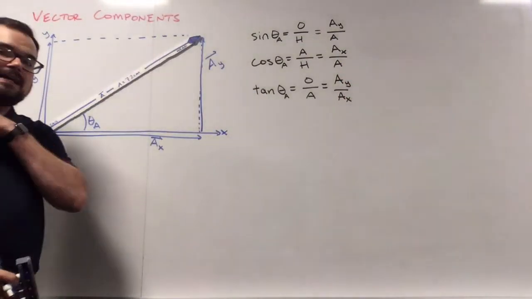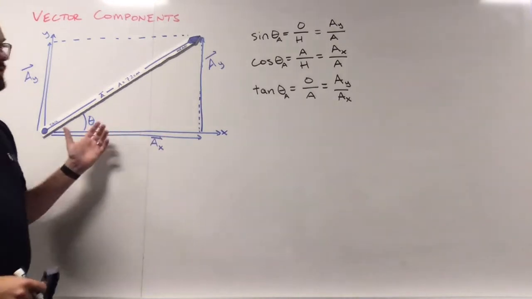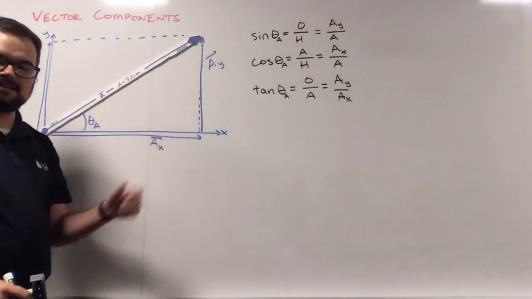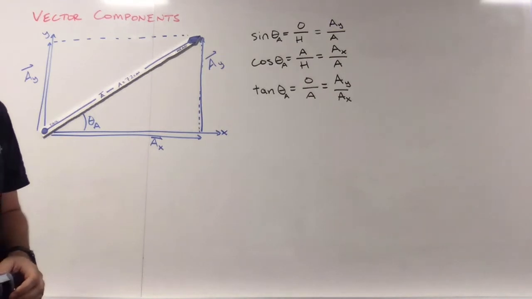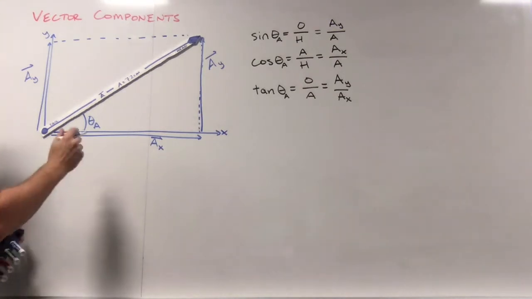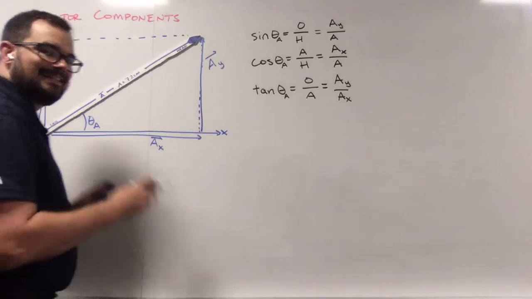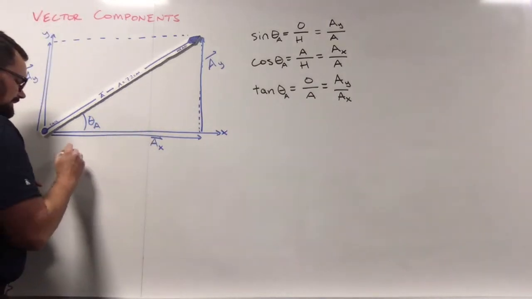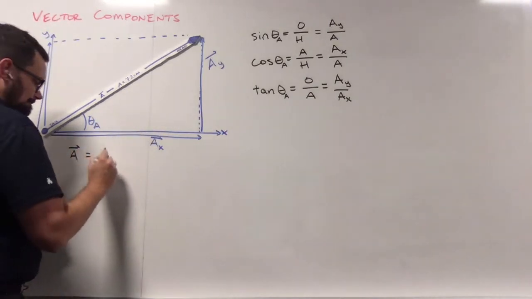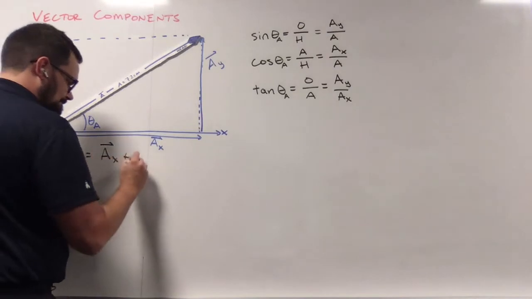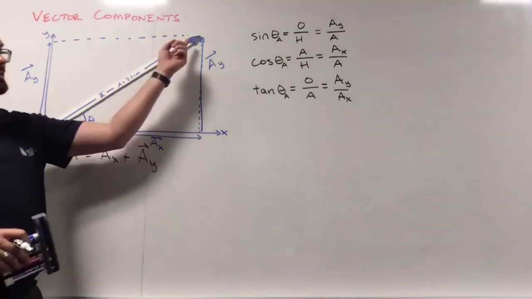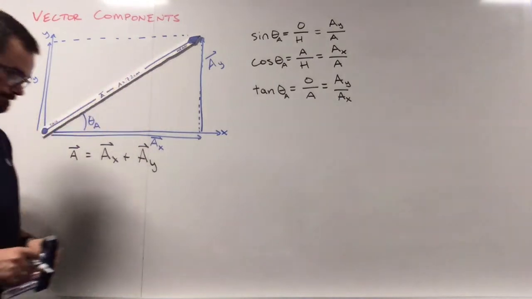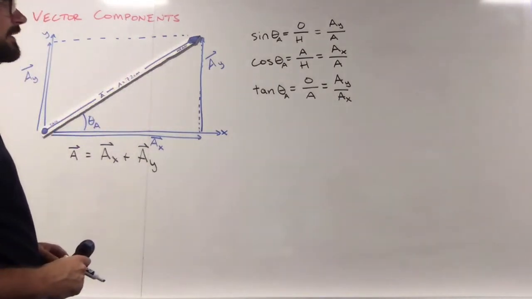Now, what we'll find is that if we use our sines, cosines, and tangents, we can always break these things into their components. What that indicates to us is that if we add AX to AY, we'll get vector A. And we can see that tail to head, we get the total vector. So that's what we've got going on for us there.